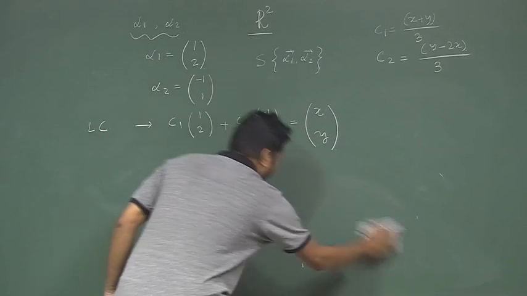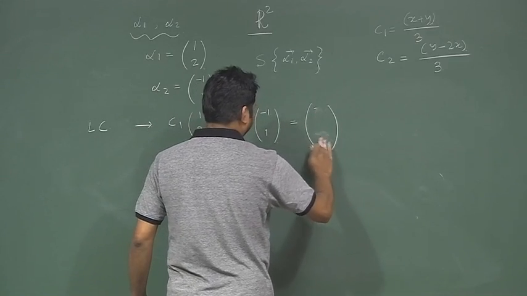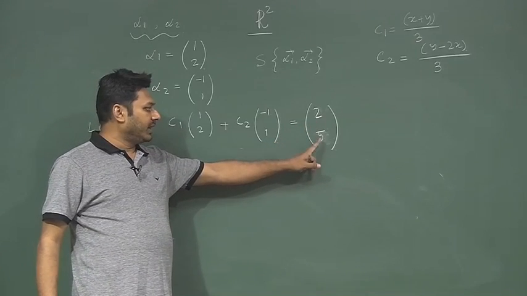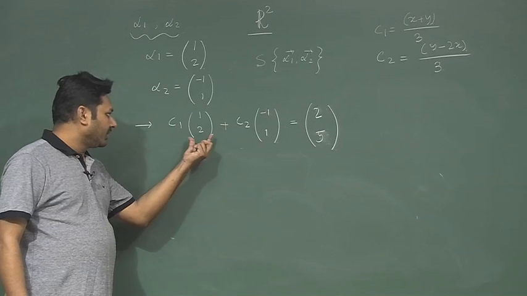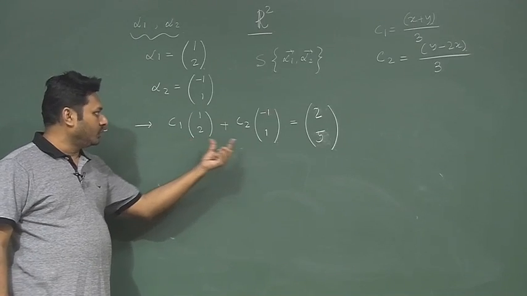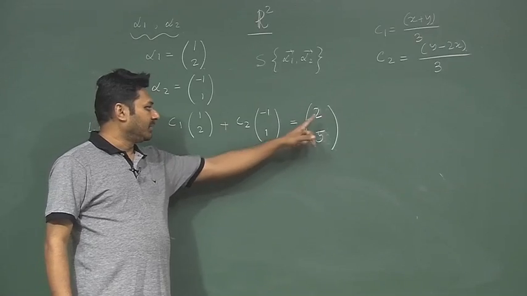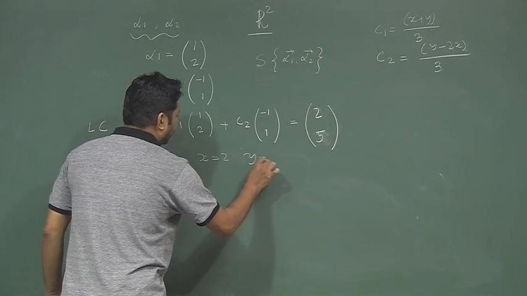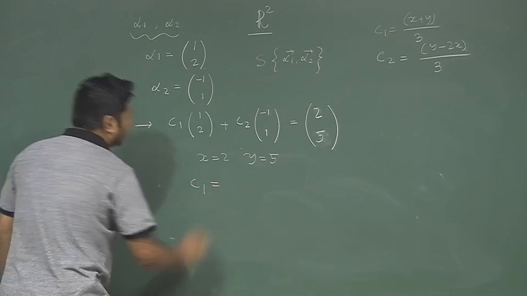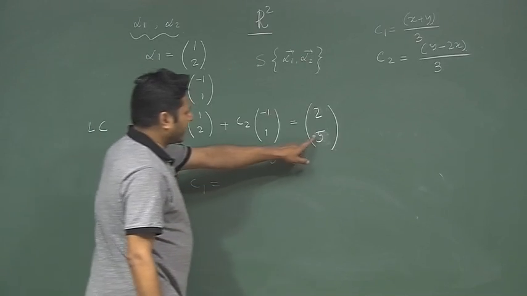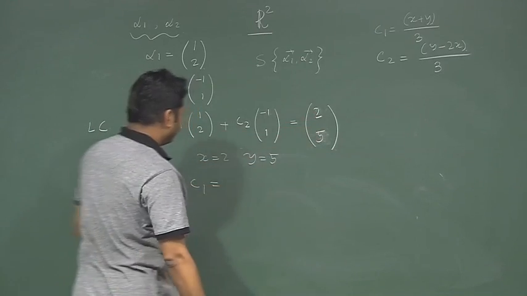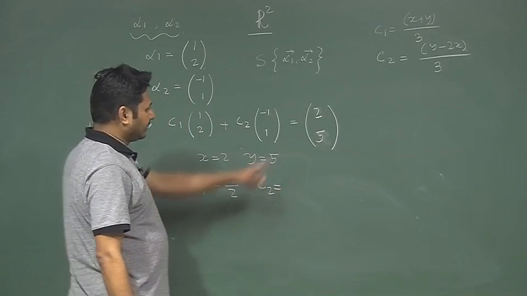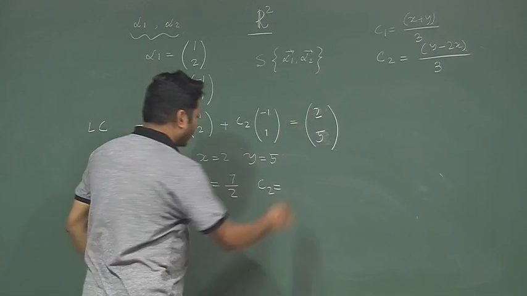Now let us take this, which is (2, 5). So I will try to find the vector (2, 5) as a linear combination of the two vectors (1, 2) and (-1, -1). My result will be (2, 5). So that means my x is 2, y is 5. So C1 will be x plus y, that means 5 plus 2, 7, divided by 3, and my C2 is y minus 2x, that means 5 minus 4, that means 1 by 3.